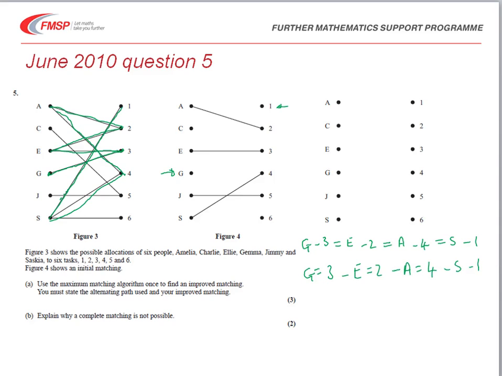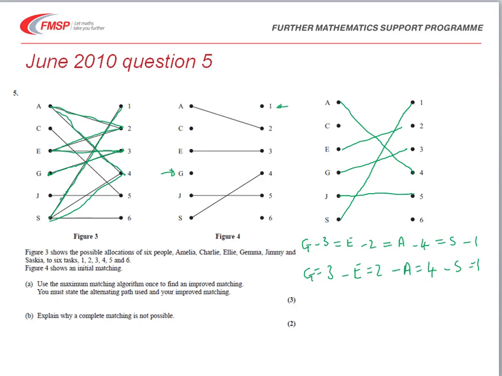So putting that onto our diagram, first of all, G equals 3, E equals 2, A equals 4, and S equals 1. Then of course we've got the one which is already allocated and hasn't changed, which is J to 5.